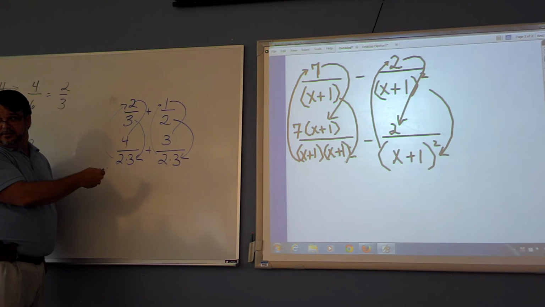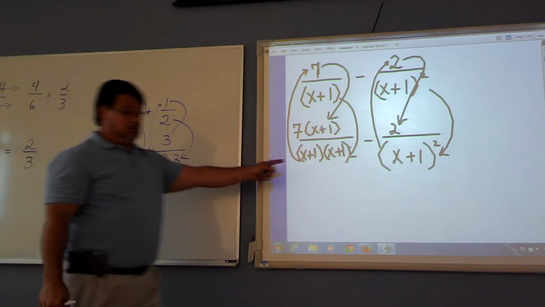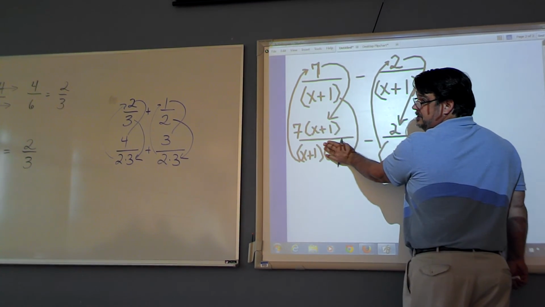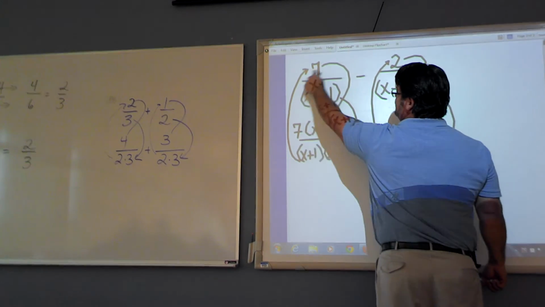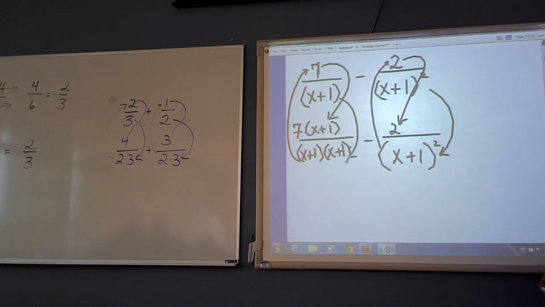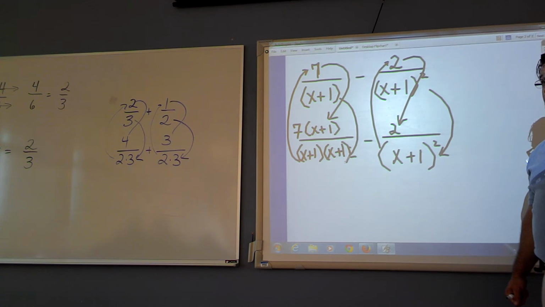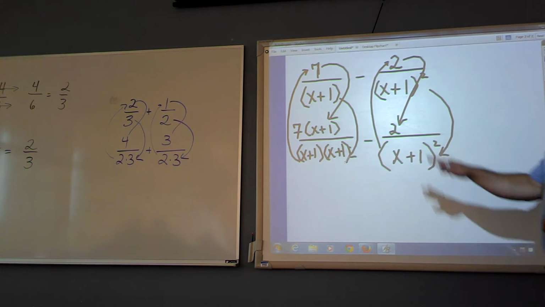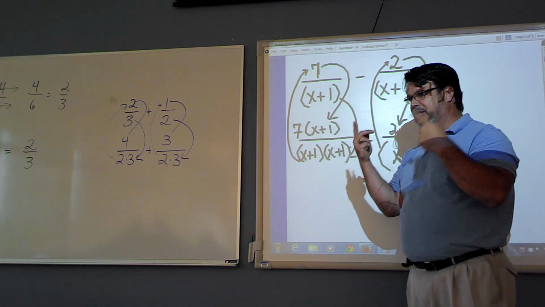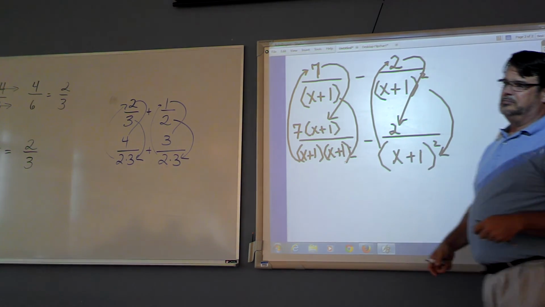You see what I'm doing there? Same thing here. How many times will this go into this? x plus 1 times. x plus 1 times 7 is 7 times x plus 1. You'll see it better when we do two trinomials that are reverse FOIL. The reason you don't see it well here is because you're thinking 1 time x plus 1, and that's why you're getting it mixed up.